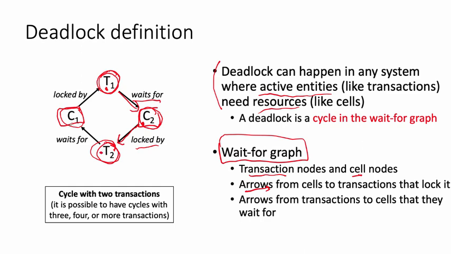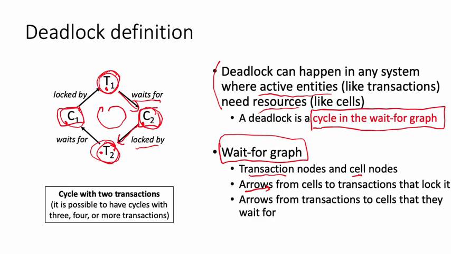But T2 is waiting for C1, and C1 is locked by T1. So this gives me a cycle in the graph. So a deadlock formally is defined as a cycle in the wait-for graph.